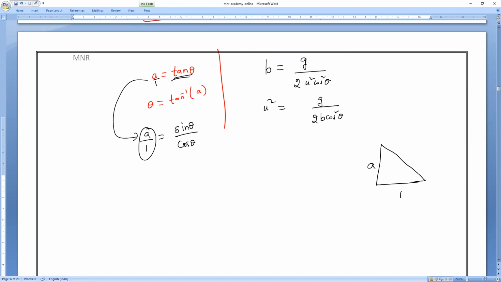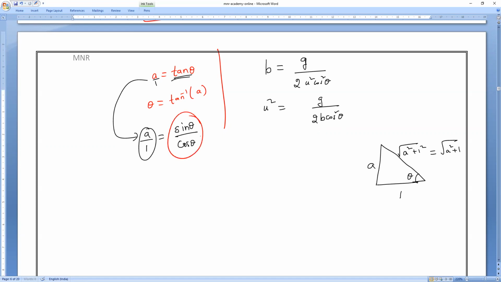What is the hypotenuse? The hypotenuse formula is the root of the sum of the squares of the sides: root of a square plus 1 square. So a square plus 1 square, what will come? Root of a square plus 1. So from that, this is what?